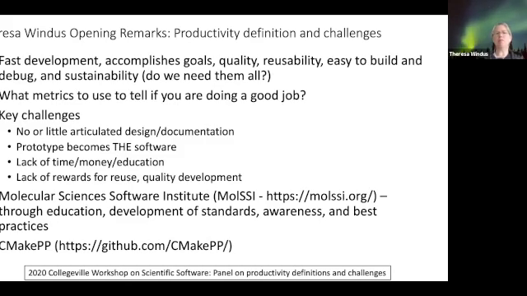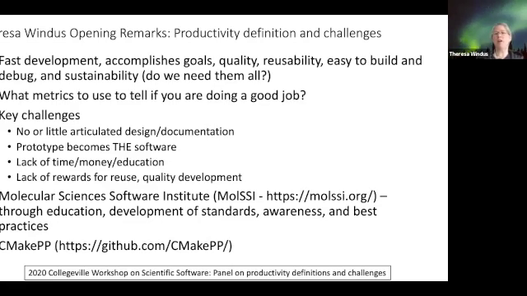Reusability, maybe you don't need this, right? If it's a very short-term project, you need to get results very quickly, which can often be the case in academia, then maybe you don't care so much about reusability. Whereas if you're in an environment where you're building a very large piece of software, reusability may be something that you're very, very interested in having.